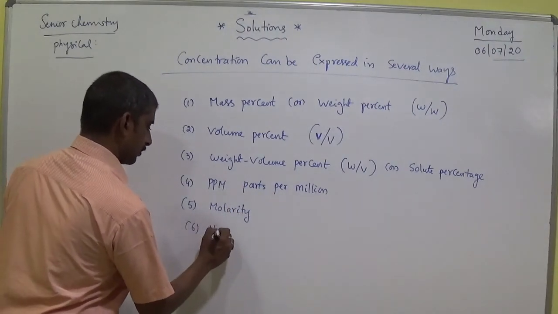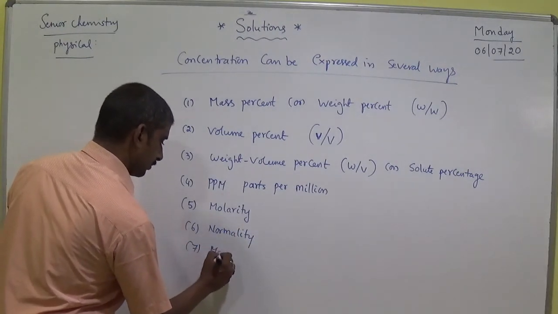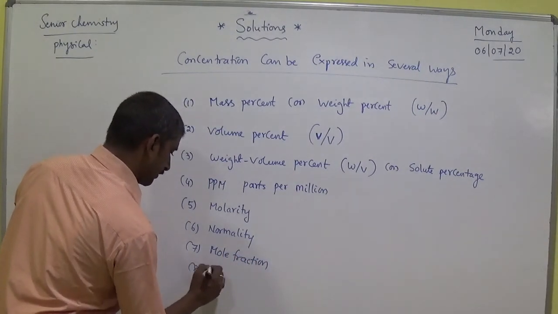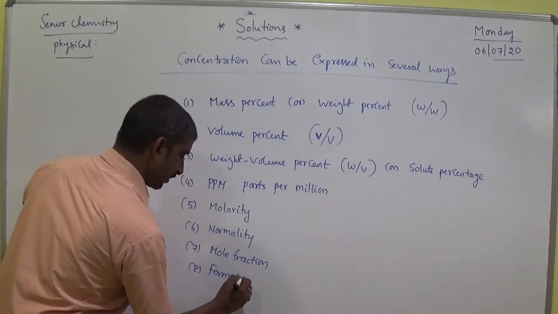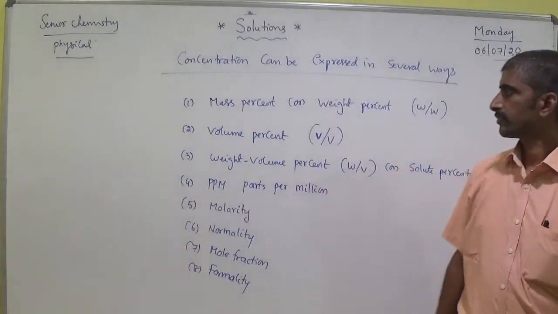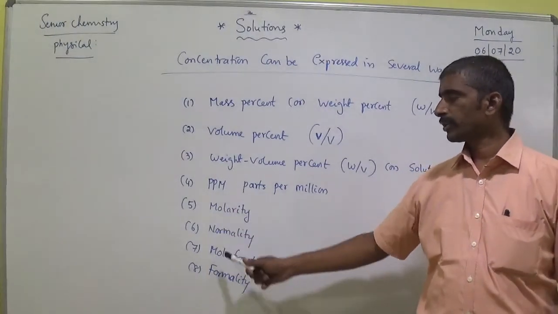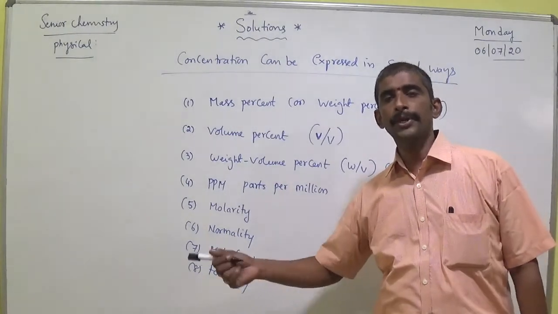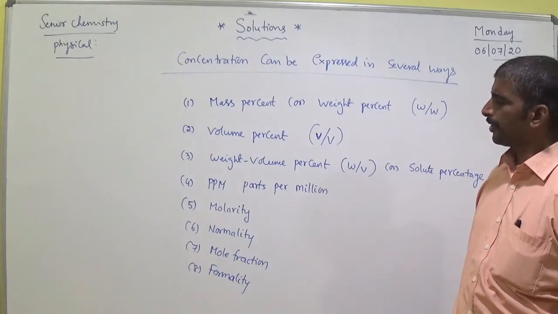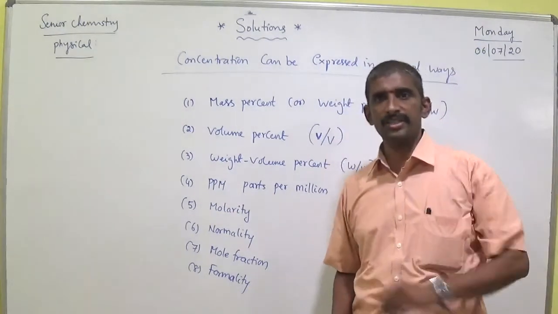Sixth one is normality. Seventh one is mole fraction. Last one is formality. These are very important for objective exams. The fifth, sixth and seventh are very important for IIT level and NEET level. The remaining are also very important.